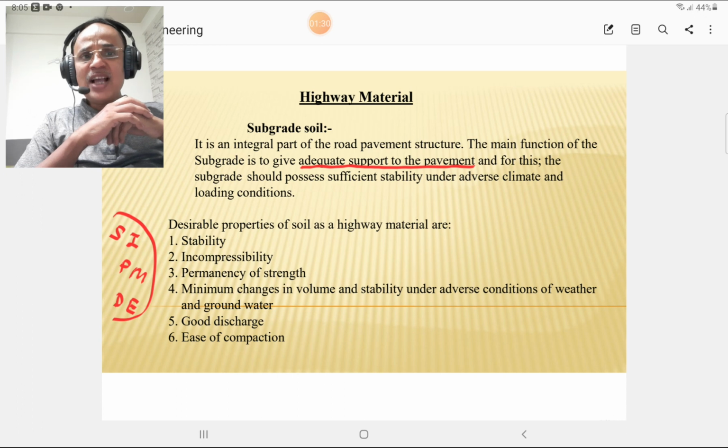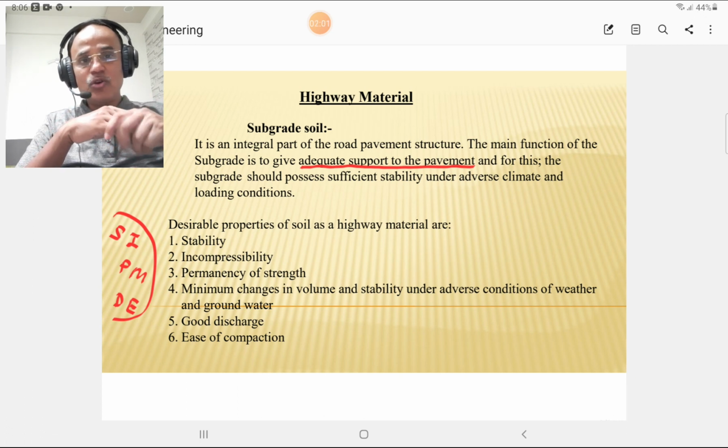And what are the desirable properties of a soil as a highway material? The first is of course strength or stability, second is incompressibility, third is permanency in strength. That is very important because some soils do not show permanency in strength. Then minimum changes in volume and stability in adverse conditions, as discussed earlier. Adverse conditions are the weather conditions or groundwater conditions. The soil should have good drainage also, and it should have ease of compaction.